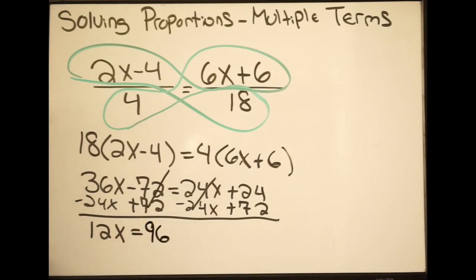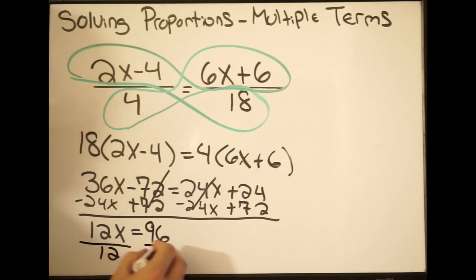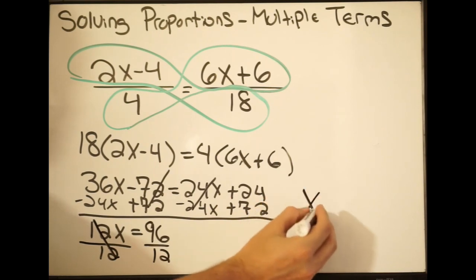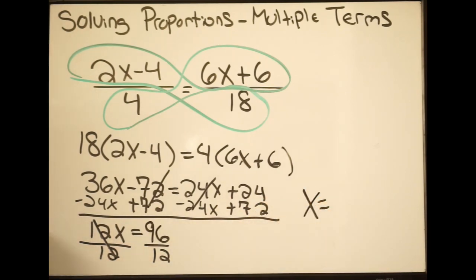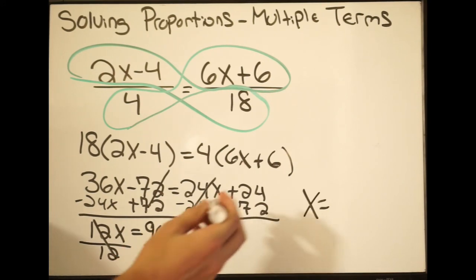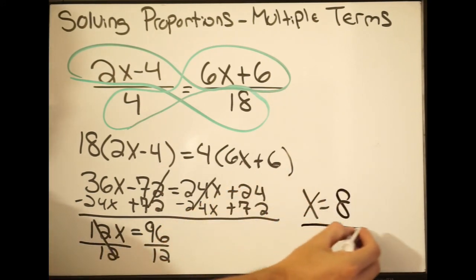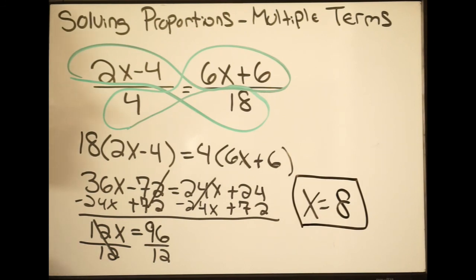Right. Now our last step, we want to divide both sides by 12, right? So divide both sides by 12, and we'll have our final answer. So we get x equals, and 96 divided by 12 is going to give us 8, so x equals 8, so just writing 8 here. Okay, and that's going to be our final answer. Okay, so that is solving proportions with multiple terms.